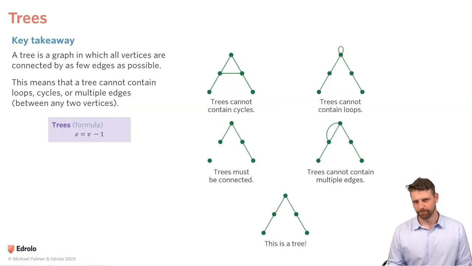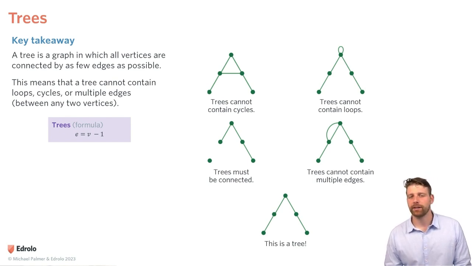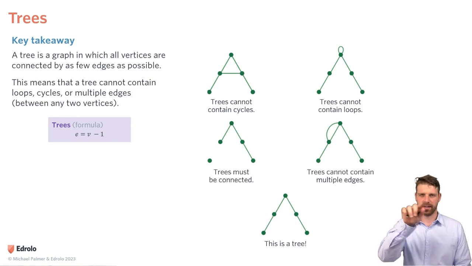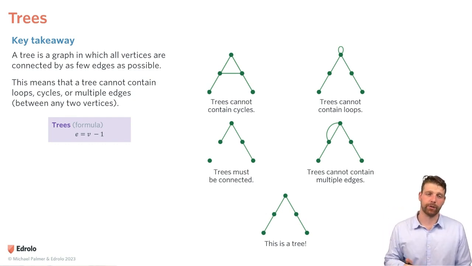All right, trees. I think you might remember what they are from last year. Let's go over it again. A tree is a graph in which all vertices are connected by as few edges as possible. This means that a tree cannot contain loops, cycles, or multiple edges. And by that I mean, if you have two vertices, you can't link them with more than one edge. We've got a formula here that says that for trees, the number of edges is equal to the number of vertices minus one.